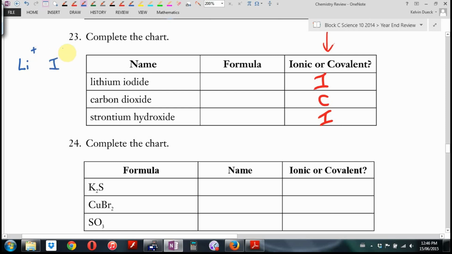Iodide, its charge is a minus. Hey, this is a perfect crisscross. This actually would be a nice, stable compound. It would end up being Li1. Whoa, do I write the ones? No. It'd be LiI. In fact, really, I shouldn't leave a big space there. I should put it closer.